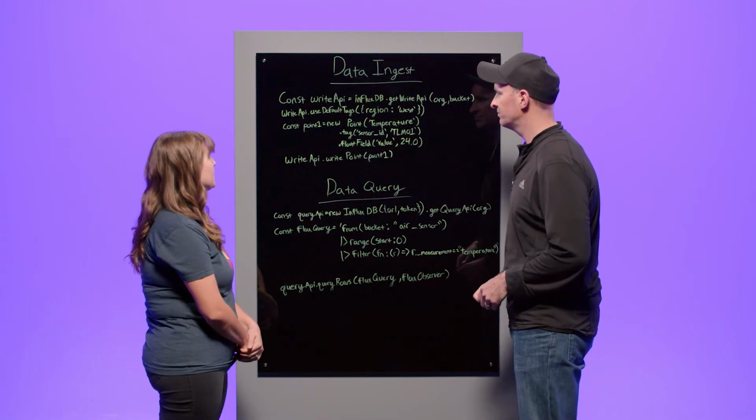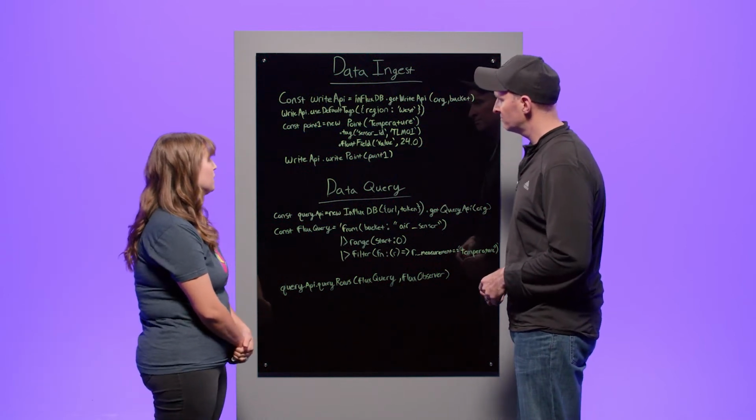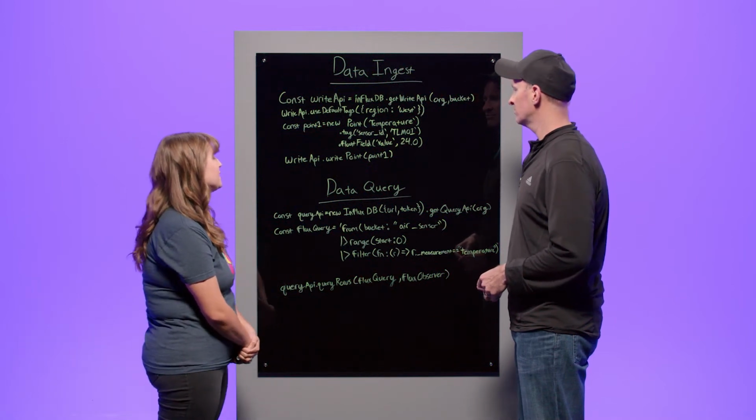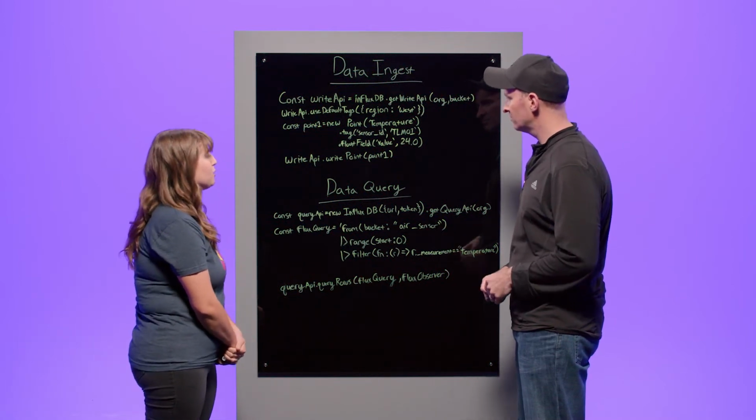Now, what you're going to do is, for that data, you're going to create a point. So for this point, we have temperature, and we've set a tag and a float field. The tag is the sensor ID, and the float field is the actual value of the temperature.